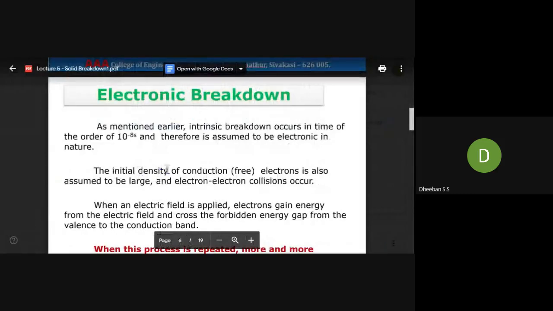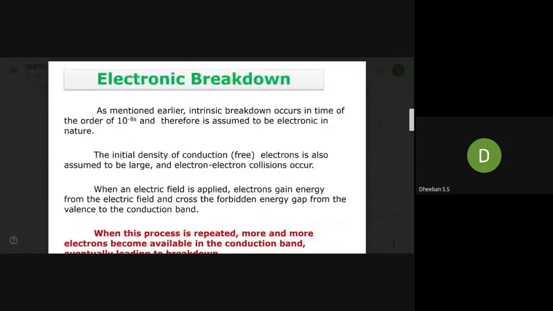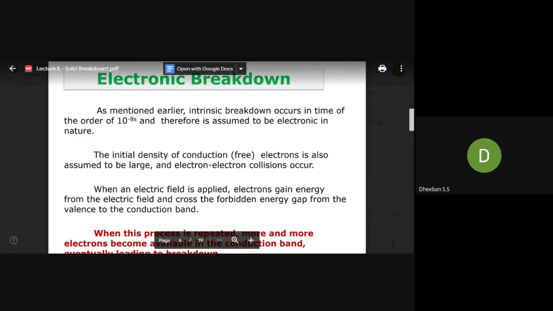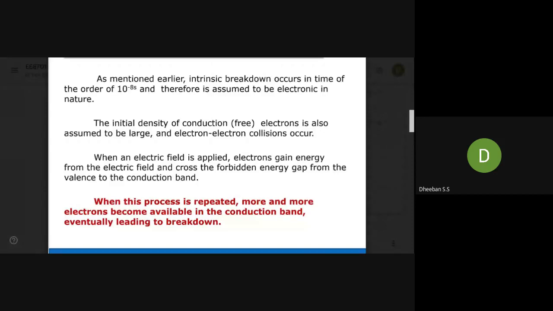So the initial density of conduction electrons is also assumed to be large. Over here, the initial density, that is the number of electrons formed due to the breakdown, is very high. Okay, so that's what they're saying. When an electric field is applied, electrons gain energy from the electric field and cross the forbidden energy gap from the valence band to the conduction band. This concept I have already told in your gaseous breakdown. So when you're moving from your valence band to your conduction band, there will be some amount of energy liberated.